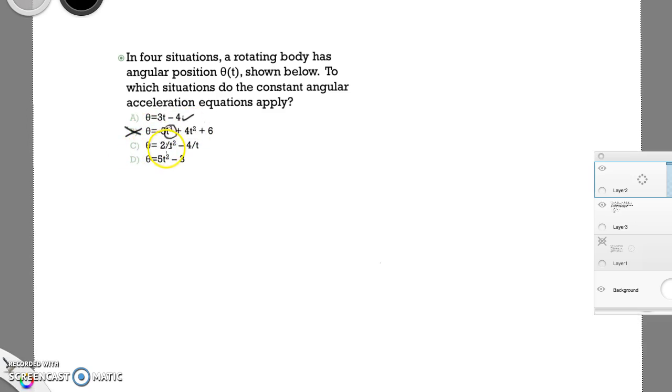For this one, it's an inverse square function, which means that the second derivative would be over t to the 4th, which wouldn't work for us. And then finally here we have 5t squared. Second derivative of that would be 10, and so we're good with that one too. So it works for both A and D.